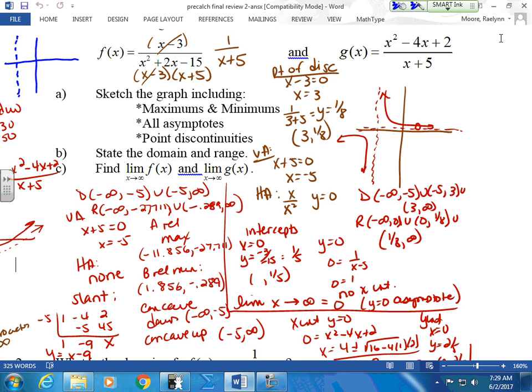So put this guy in your calculator and make your window go from negative 50 to positive 50, both your x and your y's. You can make your x go negative 30 to positive 30. Make your y go negative 50 to positive 50. You're not going to see it. You're going to see one little piece up there somewhere.